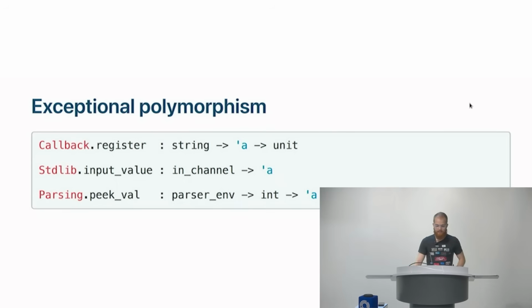Stdlib.inputValue takes an in channel and returns an alpha. How can the in channel possibly know what the right alpha to return is? That's not encoded at runtime. It's really easy for Stdlib.inputValue to give you back a totally different value than what you're expecting, and that totally breaks soundness.